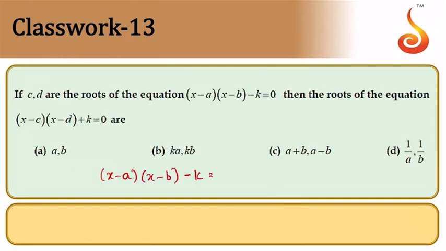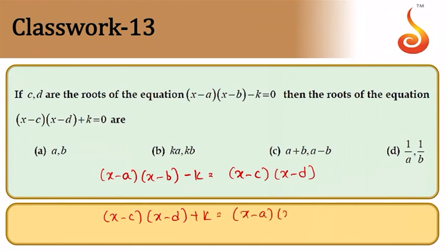Question number 13. c and d are the roots of the equation. Very interesting problem. If c and d are the roots, then (x minus a)(x minus b) minus k is the same as (x minus c)(x minus d), because when c and d are roots, we can write a quadratic equation like this. So (x minus c)(x minus d) plus k equals (x minus a)(x minus b). It means this quadratic equation has roots a and b.